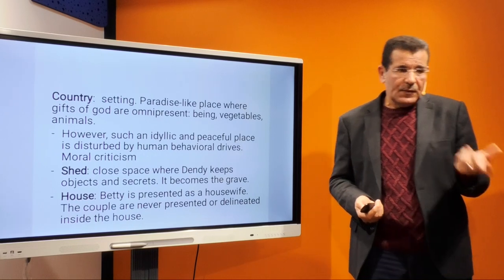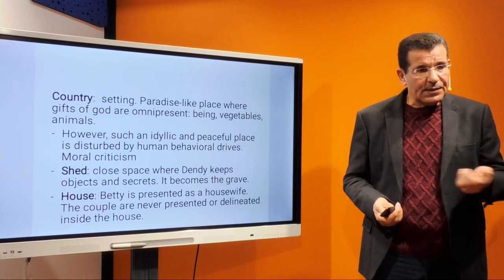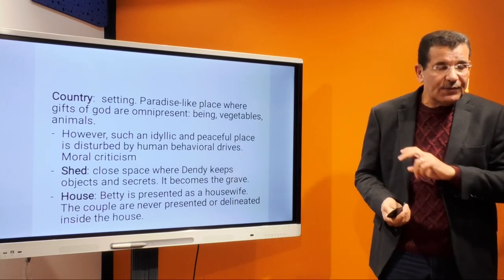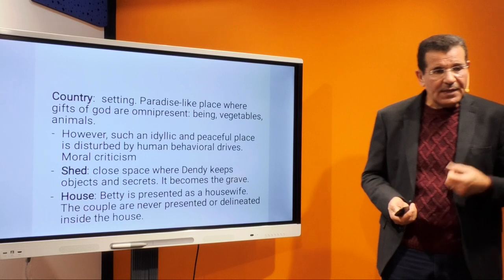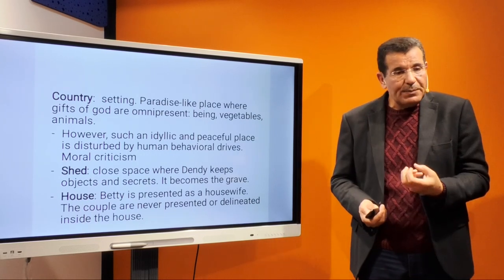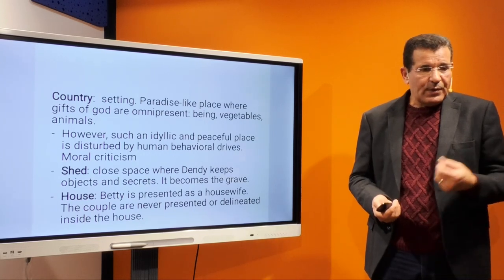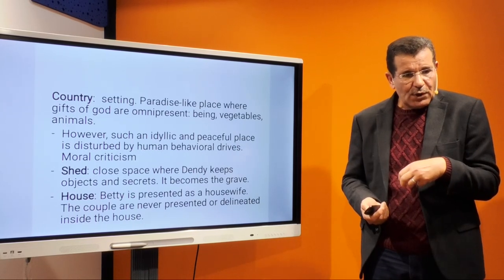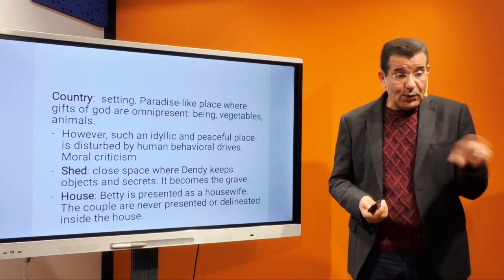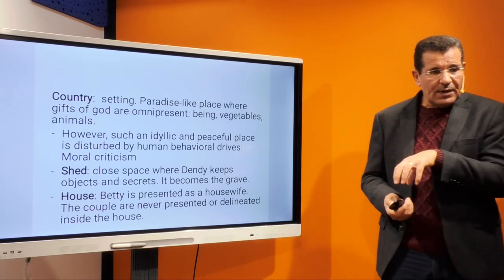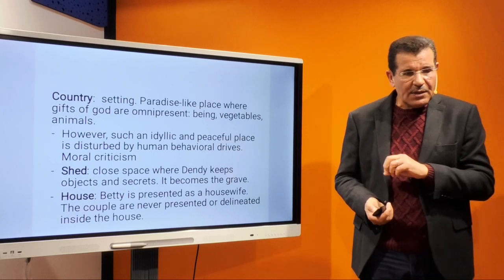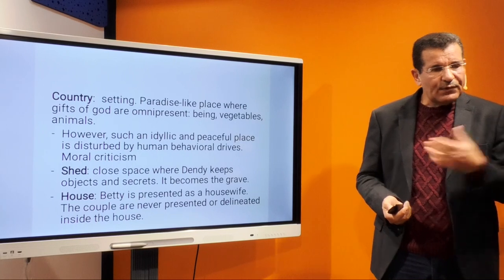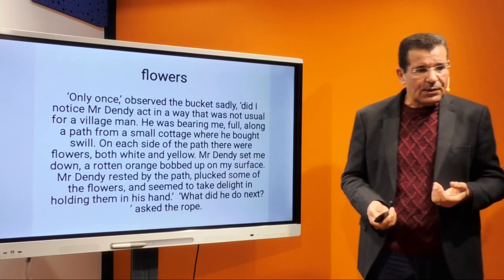The country setting, a paradise-like place where gifts of God are omnipresent: fruits, vegetables, animals. However, such an idyllic and peaceful place is disturbed by human behavioral drives, and there is where we have this moral criticism. The shed, a closed space where Dandy keeps objects, and it becomes the grave as well. The house: Betty is presented as a housewife, and the couple are never presented or delineated inside the house. We are always seeing them far from each other, and we never consider them inside the house.